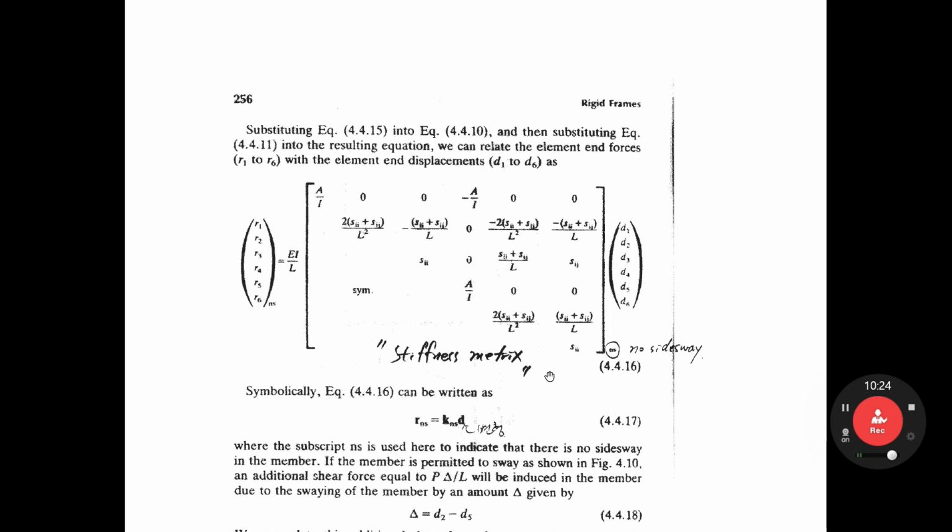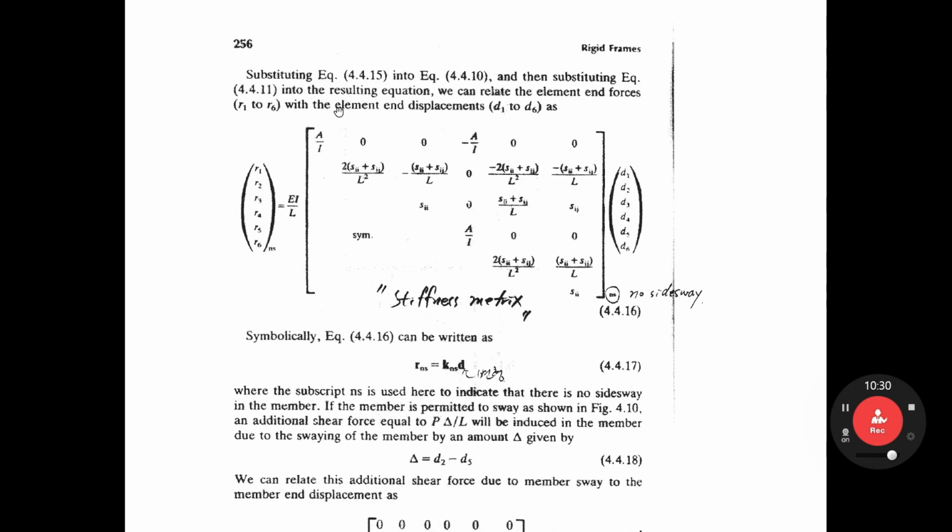So we can rewrite this equation symbolically. This is bold R_NS, and this one is the stiffness K_NS, and this one is D. NS means non-side sway. Up to now, we did not consider side sway. So symbolically, we can write this form instead of this matrix form.